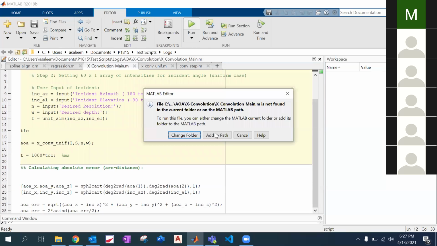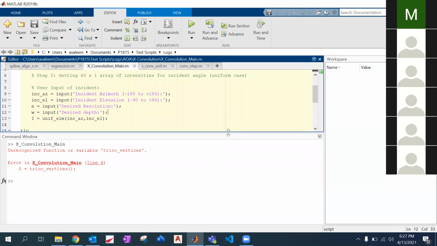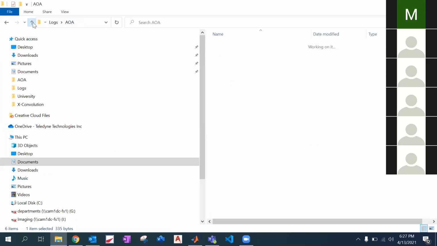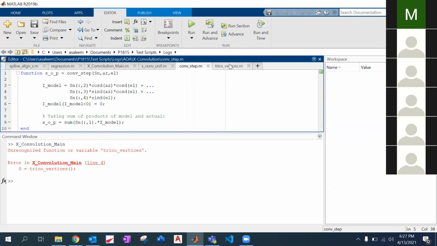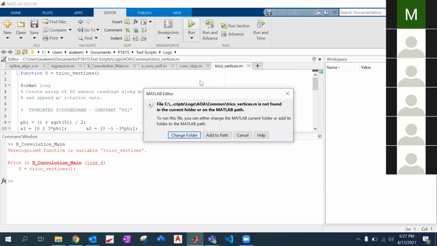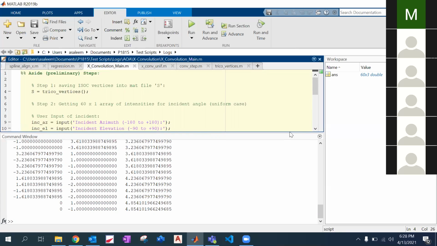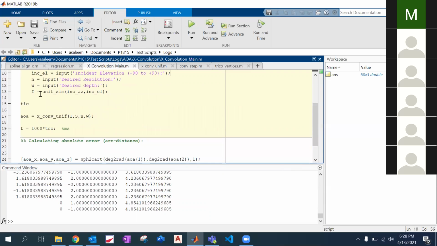If I run this, why is it doing this? You've got to go to the folder. Oh, it does this every time. Okay, so I have to open trico vertices and run that first. So I go here, and basically I just have to run this. And then now if I do it. I have to do the same for this thing, uniform simulation.